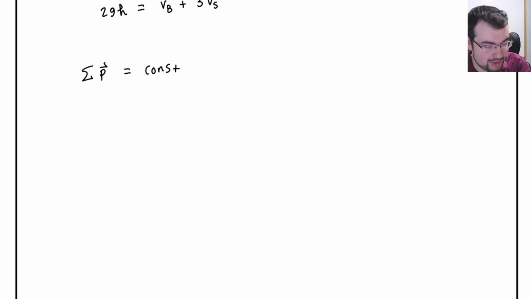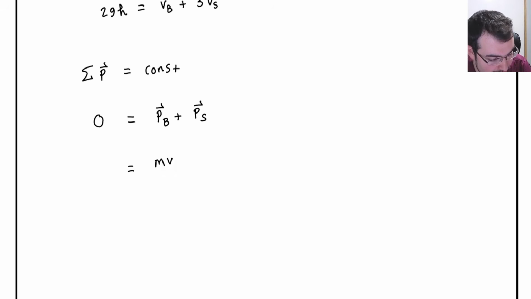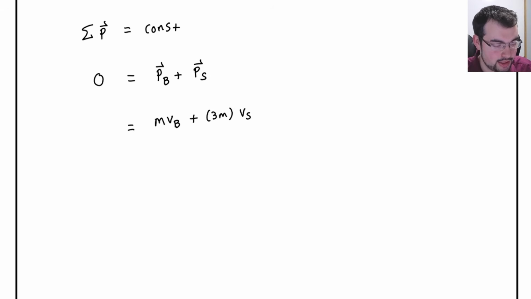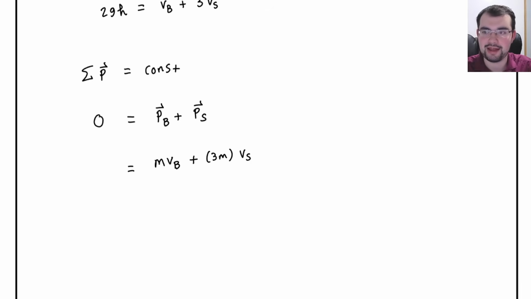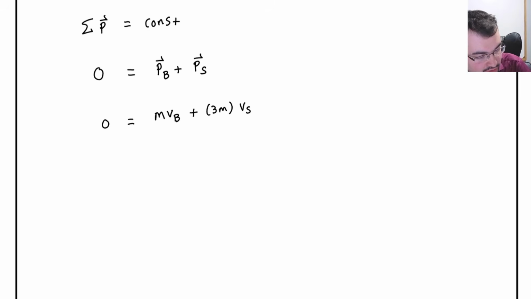So we could say that the momentum at the start, which was 0, is equal to the momentum at the end, which is the block momentum and the slab momentum. The block's momentum would be m times v of the block, and the slab's momentum would be 3m times the velocity of the slab. And you could have reasoned this in your head if you know about explosion type problems, where notice this just says that v of the block is equal to 3 times v of the slab, just in the opposite direction.